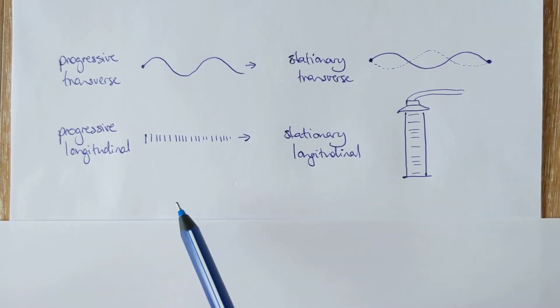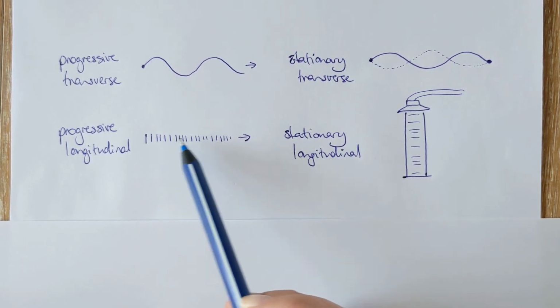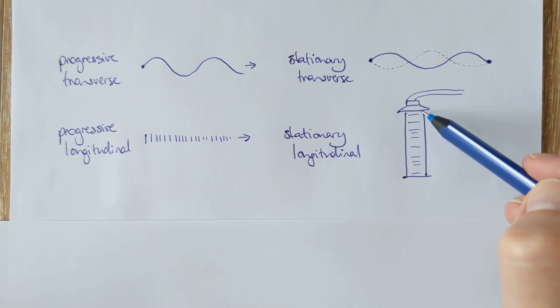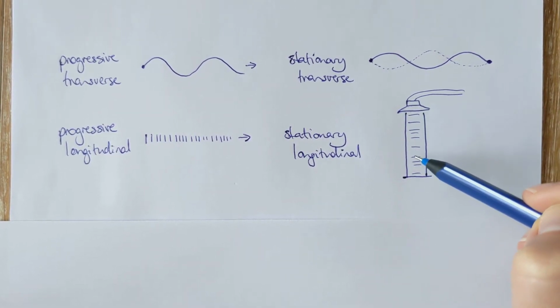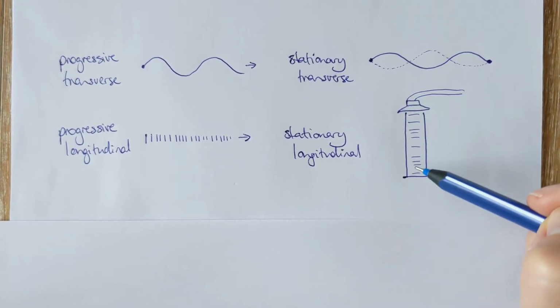Here's a longitudinal version. So here's my slinky spring again. I'm sending a progressive longitudinal wave out to infinity. And here's a version with sound where I'm creating my longitudinal wave here. It's going down to the bottom of the cylinder, reflects, comes back up, reflects, and so I'm trapping it in here.